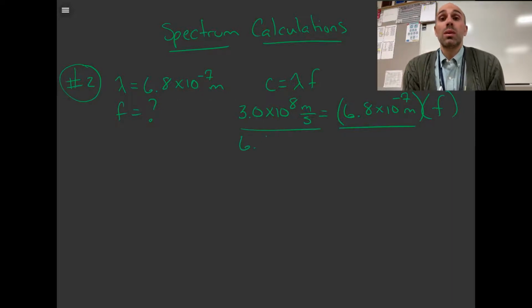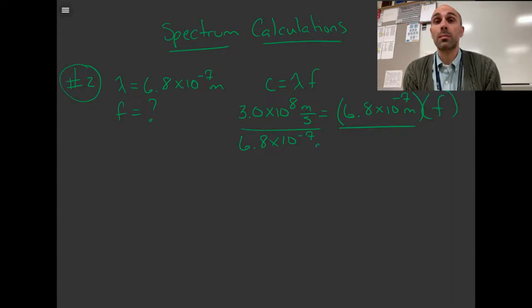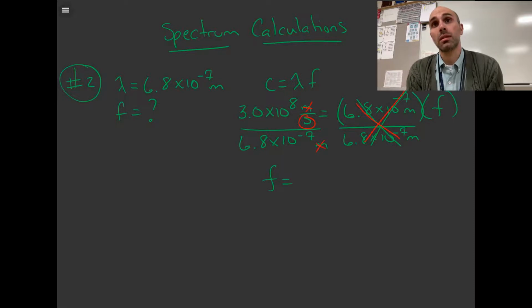Our frequency, we don't know what it is. All right, so we're going to use c equals lambda times f again, because we're dealing with a frequency and a wavelength. 3.0 times 10 to the 8th meters per second equals our wavelength, 6.8 times 10 to the -7th meters, times our frequency.